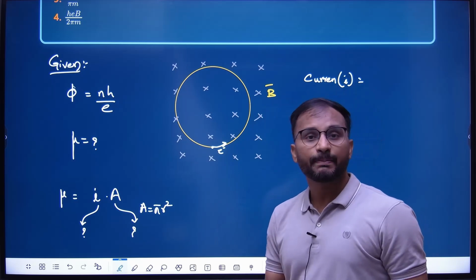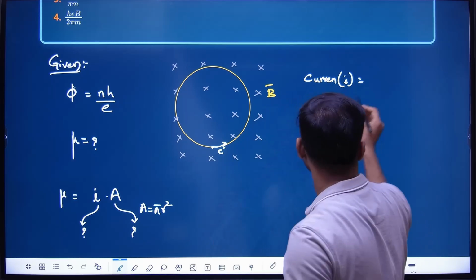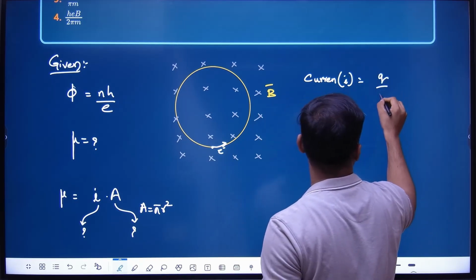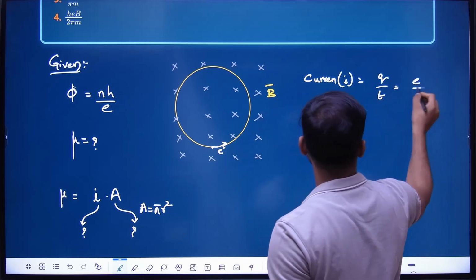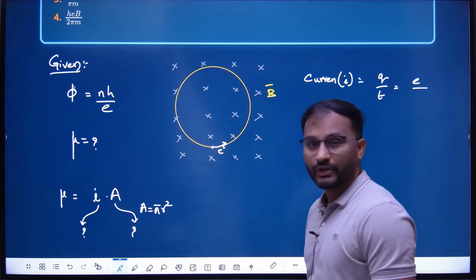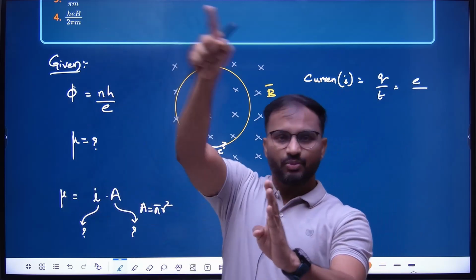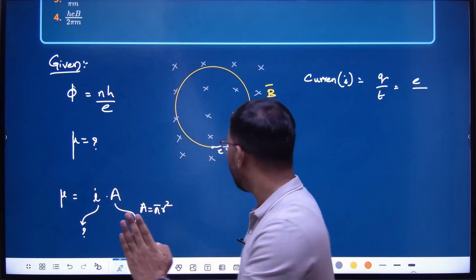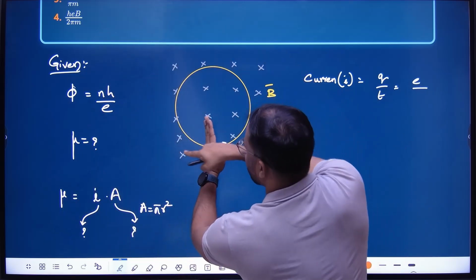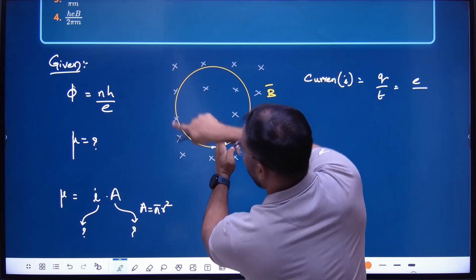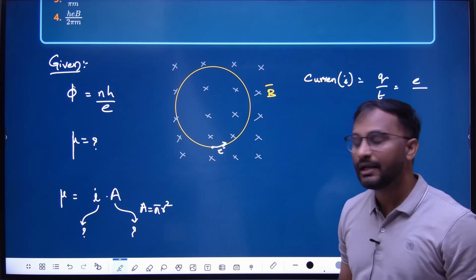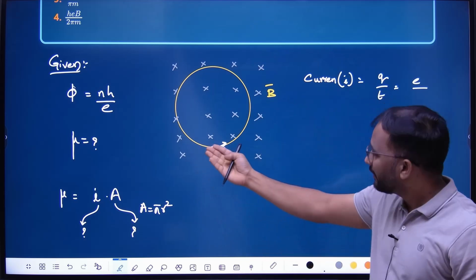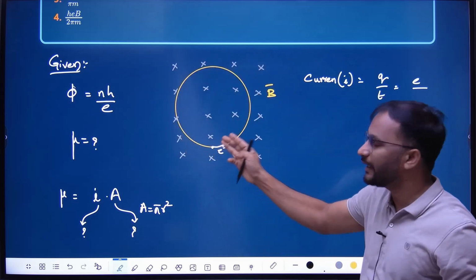Current is rate of flow of charge, Q by T, from the current electricity chapter. So Q is the charge of the electron, and T is what, sir? If a single charged particle is moving in a circular path, then T is the time it takes to cross the cross section again. What is that time period? That time is nothing but the time it takes to complete the whole circle and come back to this point.